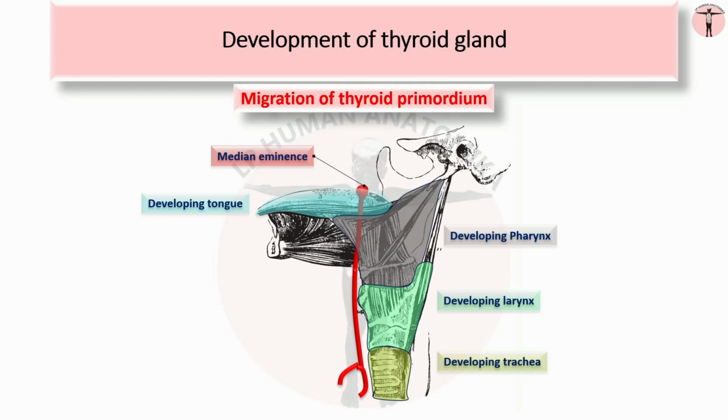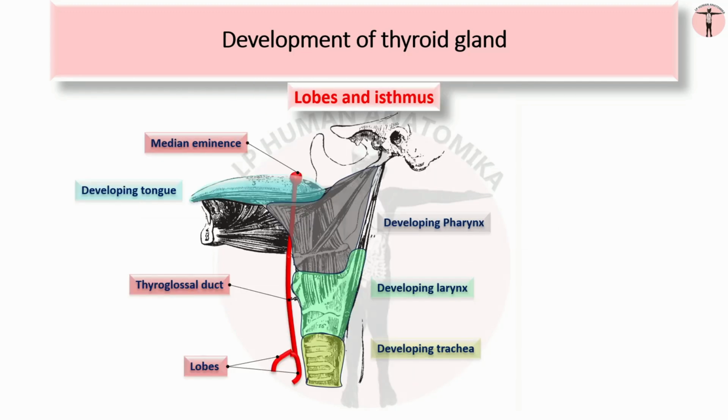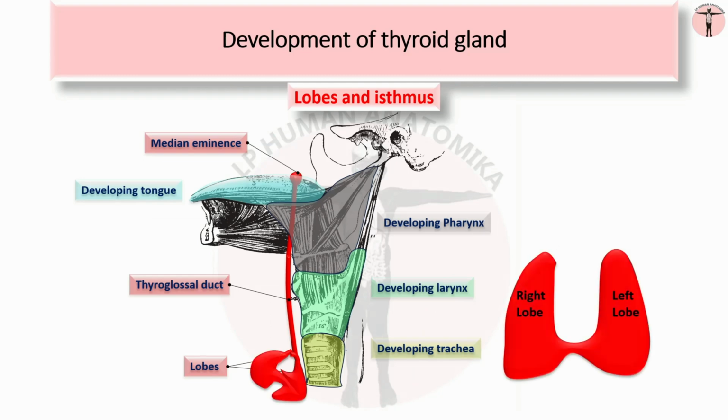During this migration, the thyroid primordium elongates and remains connected to the tongue by a narrow canal called the thyroglossal duct. This duct later disappears. By the 7th week, the thyroglossal duct has usually degenerated. Due to rapid cell proliferation, the lumen of the thyroid diverticulum soon obliterates. The two lobes develop into the right and left lobes of the thyroid gland and are connected to each other by a small amount of thyroid tissue called the isthmus.